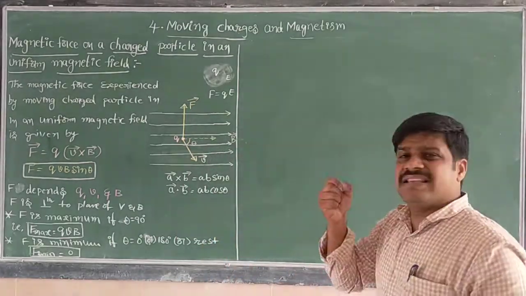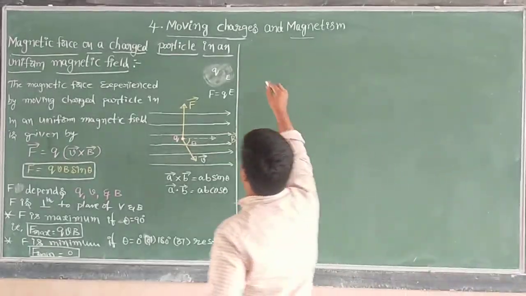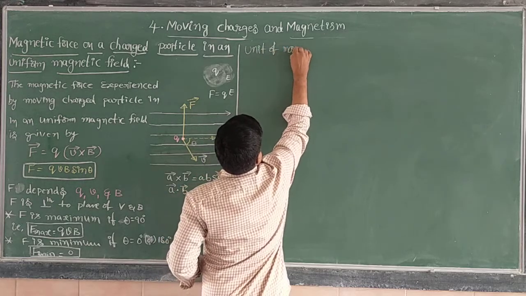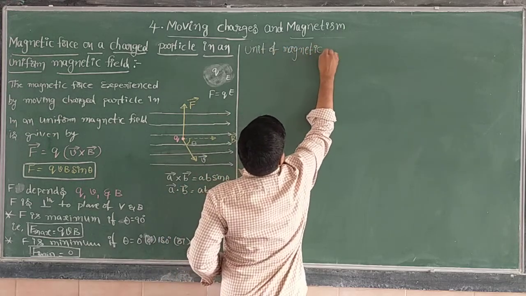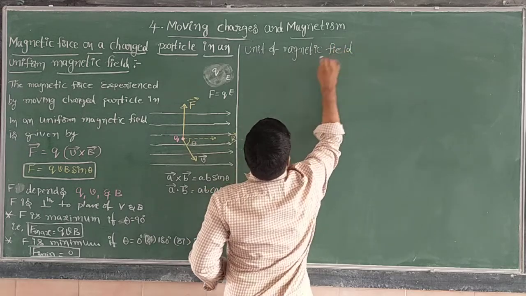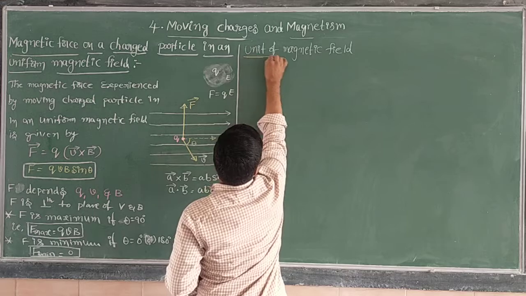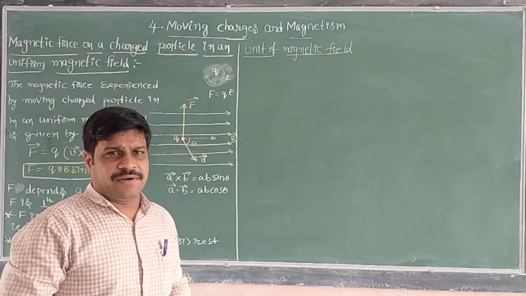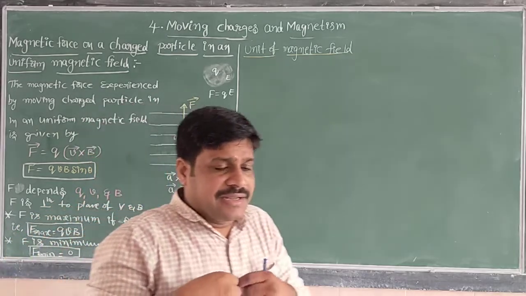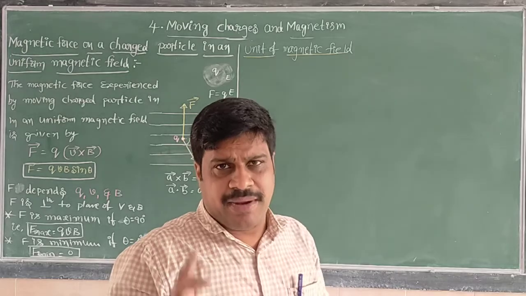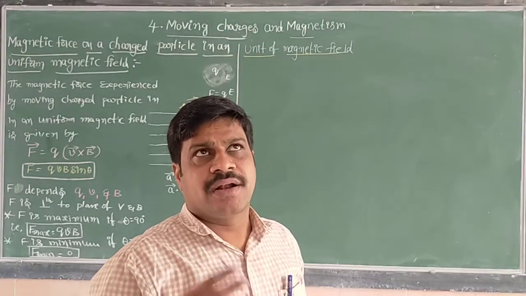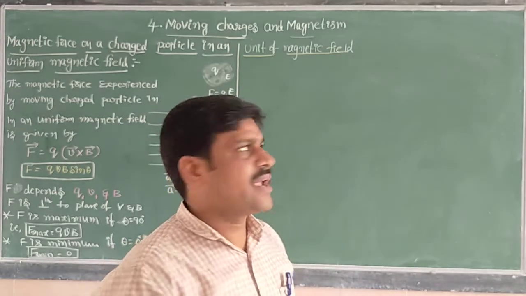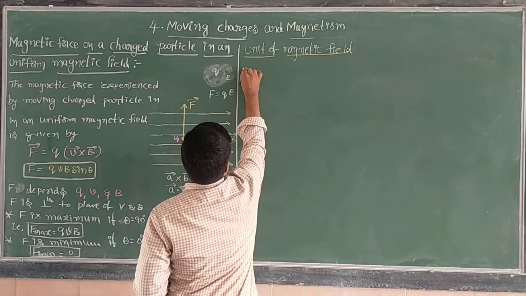What is the SI unit of magnetic field? What is the unit of magnetic field? The magnetic field can be measured with different units. Mainly, I am going to explain two units. One is the SI unit, the other one is a smaller unit of magnetic field. Now the SI unit.